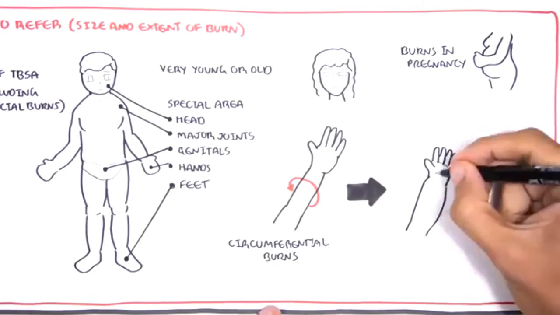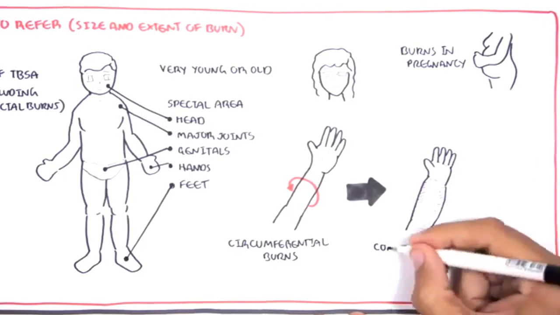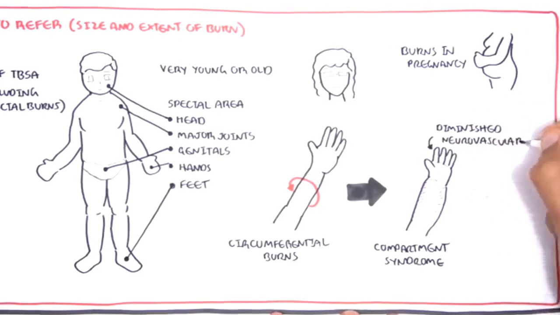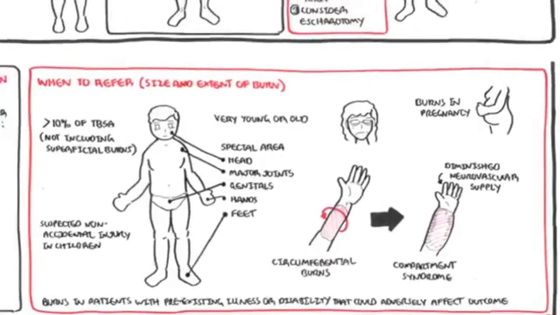Circumferential burns especially can progress to what is called compartment syndrome, where pressure and edema build up in the muscular compartments, causing diminished neurovascular supply to the area, which can lead to irreversible damage and amputation of that limb or area if not saved early.